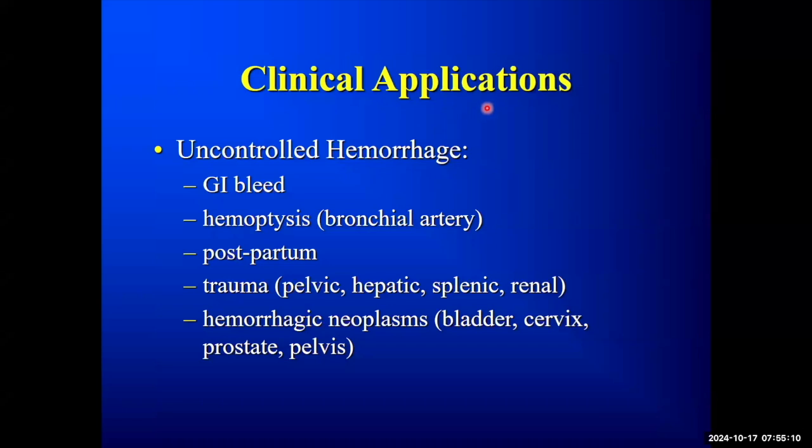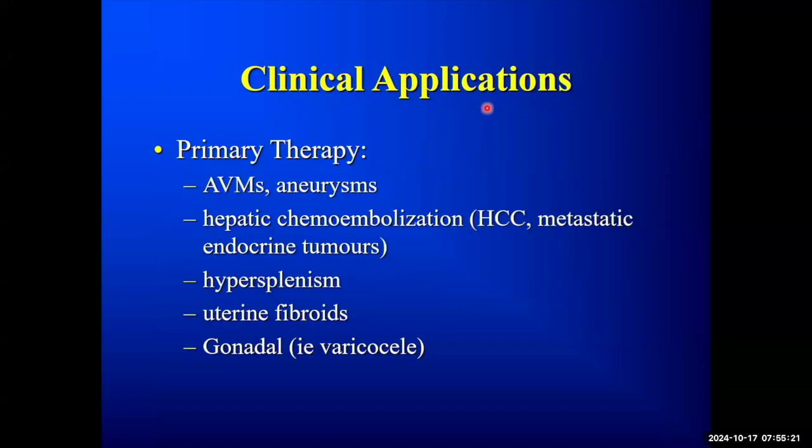So overall clinical applications of embolization: uncontrolled hemorrhage, GI bleed, hemoptysis, postpartum hemorrhage, trauma, hemorrhagic neoplasms. You can have primary therapy for AVMs or aneurysms. You can use this for hepatic, bland, or chemoembolization, hypersplenism to reduce splenic volume, uterine fibroids, and as I just mentioned, gonadal, ovarian vein, or gonadal vein varicocele embolization.